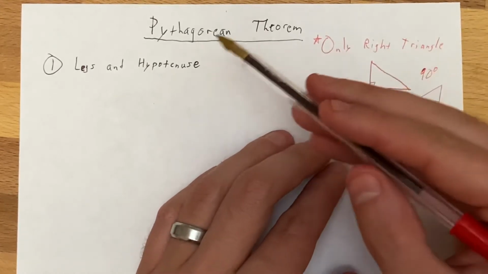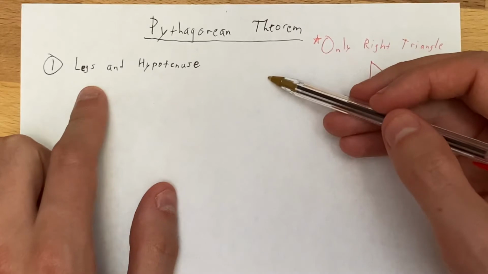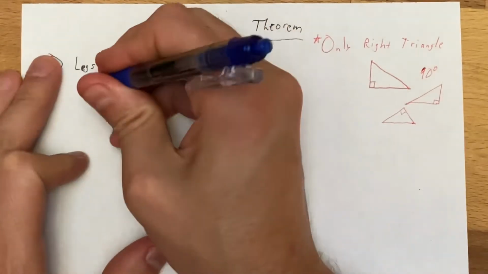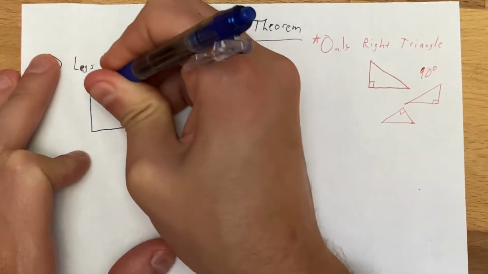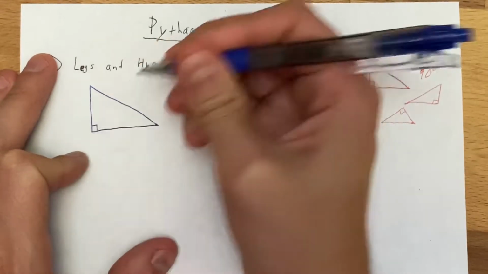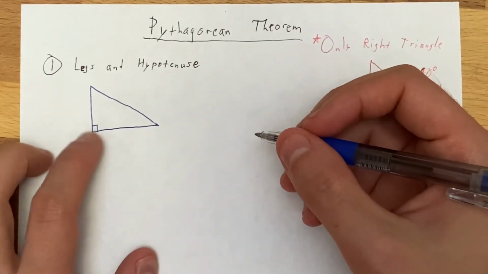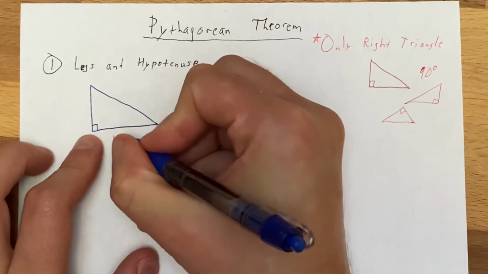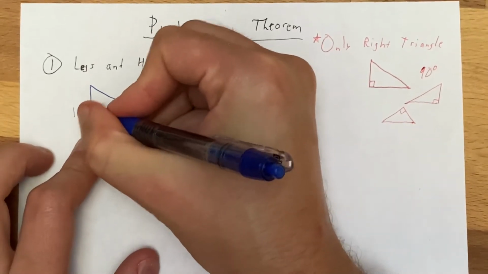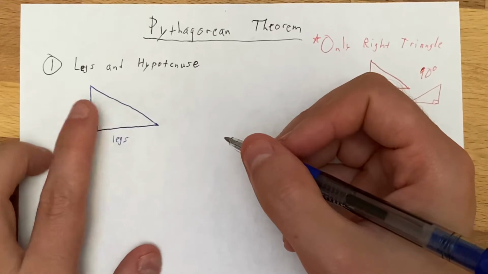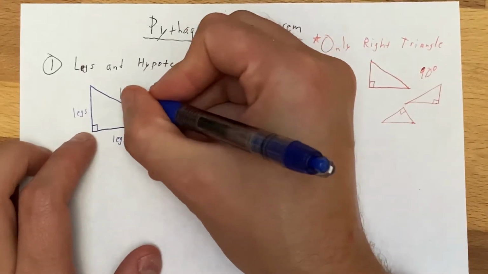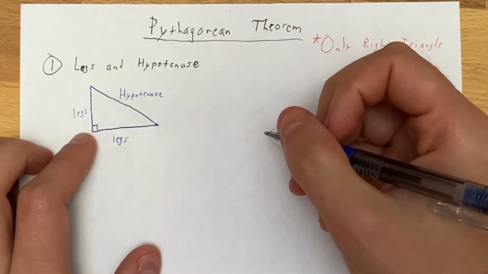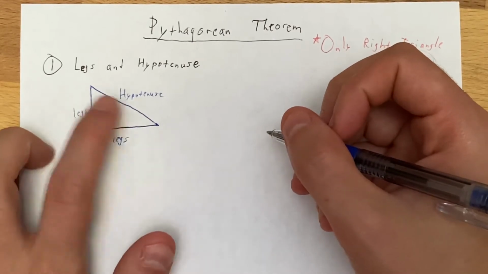Before we get to actually using the theorem, I do need to talk to you about the little vocab of legs versus a hypotenuse. So in a triangle, there are three sides and a right angle. Whenever you are looking at a right angle, the two sides adjacent to it, next to it, are called legs. And then the third side that connects the two legs is called the hypotenuse. And that's the vocab right there. The two legs are next to the right angle and the hypotenuse is opposite.